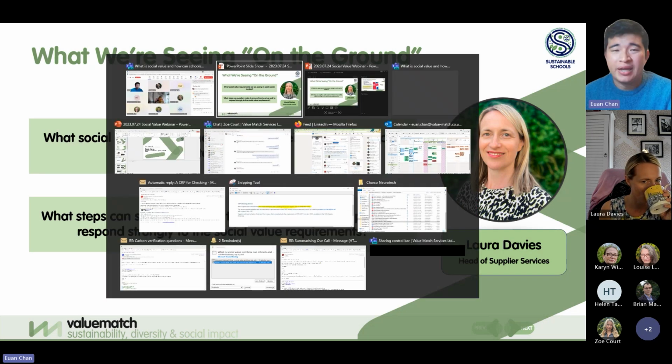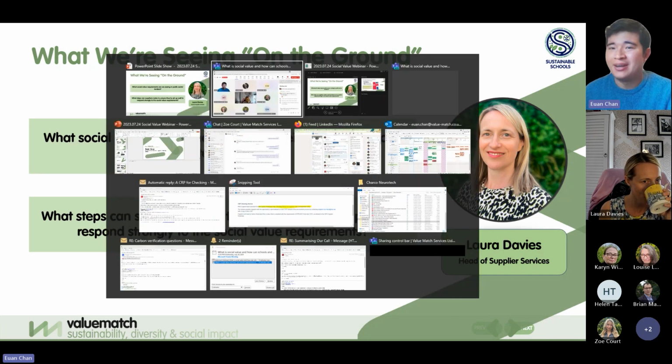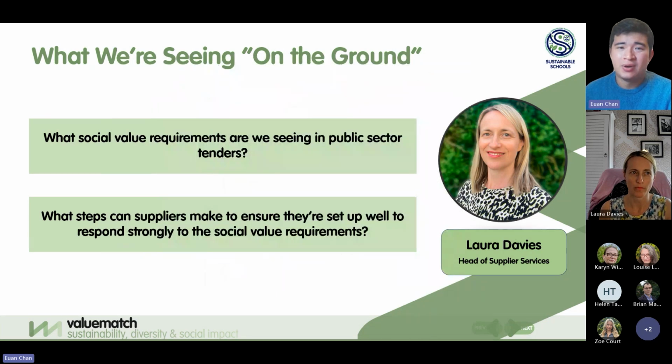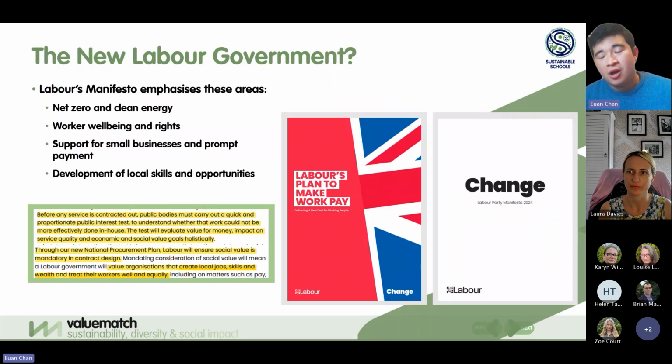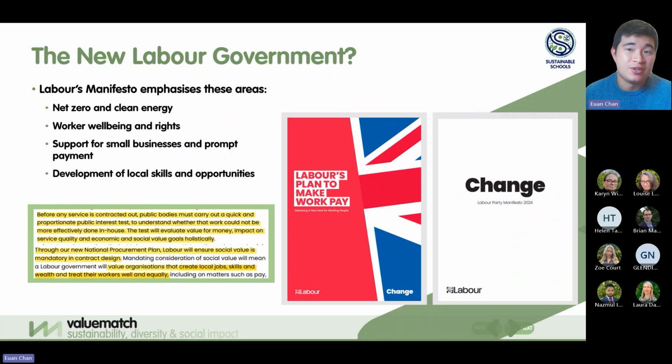Playing into exactly what you've said, the next slide is about upcoming legislative changes as well as the new Labour government. There's not really much I'm going to be saying that will be much different from what Laura's also just said.